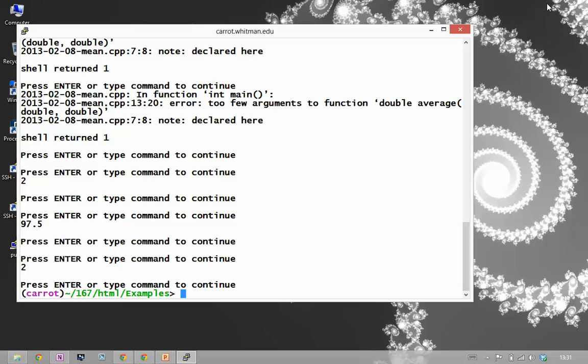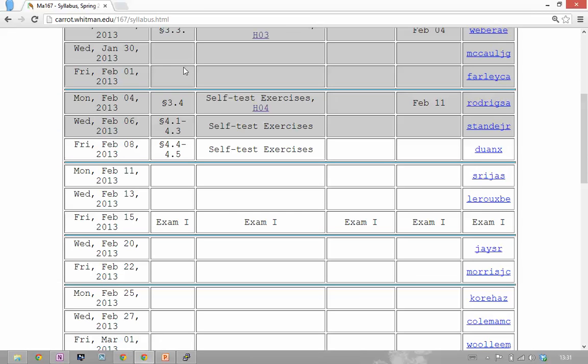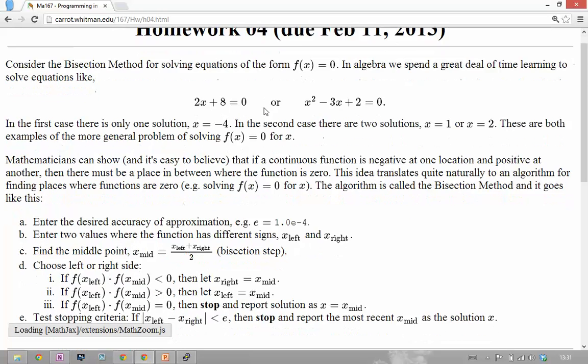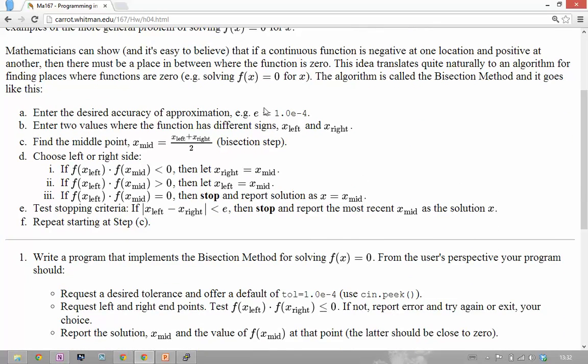So let's talk a little bit about the bisection function and the heart of the bisection function. I took great pains to try to lay out the algorithm for the bisection method in this outline, and I did that for a reason. This outline nearly mimics what your code will look like in your bisection function.